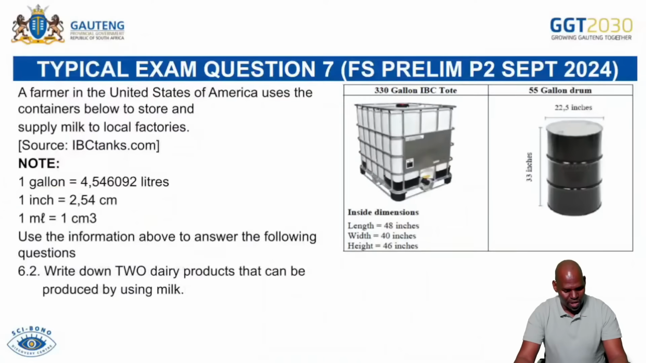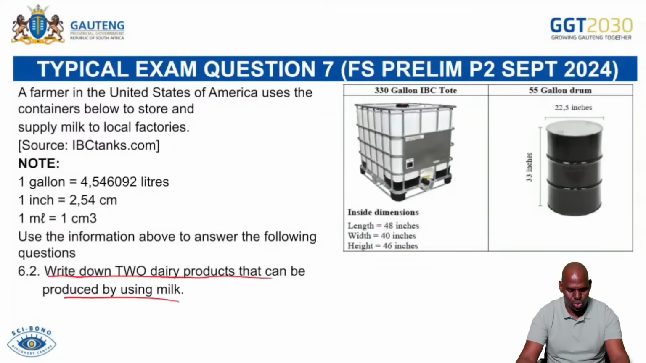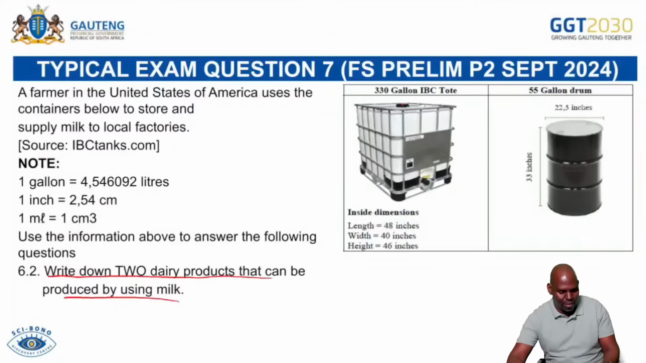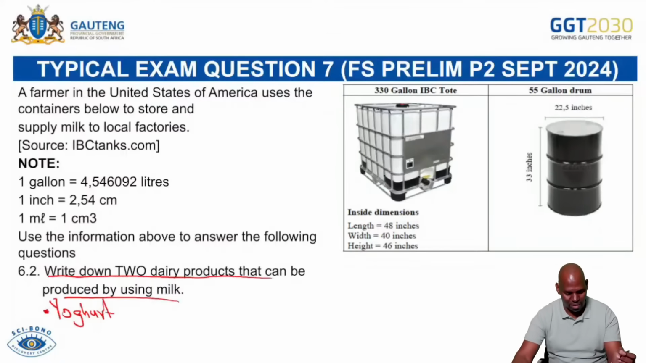Then number 6.2 is still on the very same one. Write down 2 dairy products that can be produced by using milk. I think, boys and girls, this one is very, very easy. I think most of you are eating these products every day. So it can be yogurt. I hope the spelling is correct. I'm eating this almost every day.